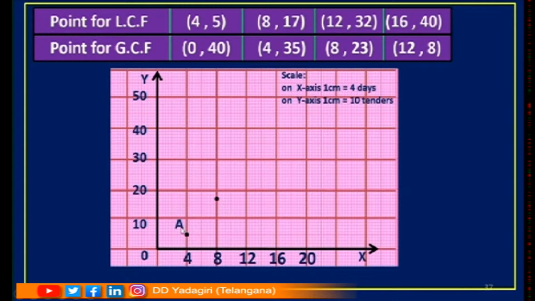The first point is named A and the second point is named B. Third point 12, 32. 12 is here, 32 after 30, second line. Next, the fourth point 16, 40. The point is taken as D here. Now, what am I doing? I am joining A, B, C, D. So, I am getting a curve here. This curve is called the LCF curve. So, like this we have to draw the LCF curve for a given distribution.